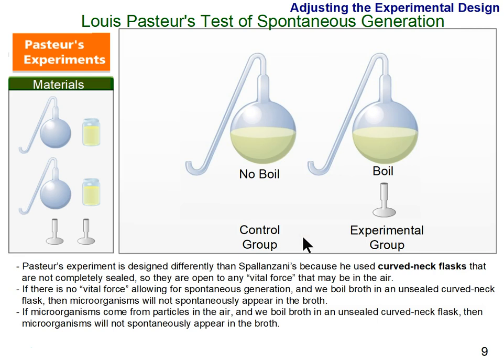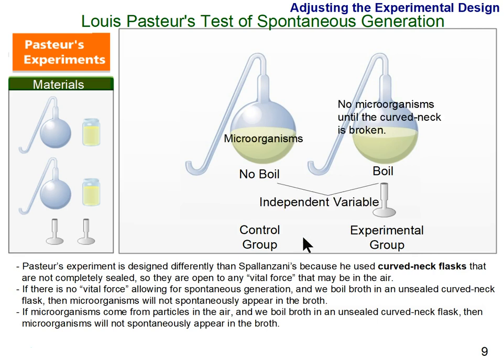And that's the independent variable. The dependent variable is whether or not microorganisms appear in the broth. And microorganisms did appear in the broth after a period of time in the flask that was not boiled, because the microorganisms weren't killed in the first place.